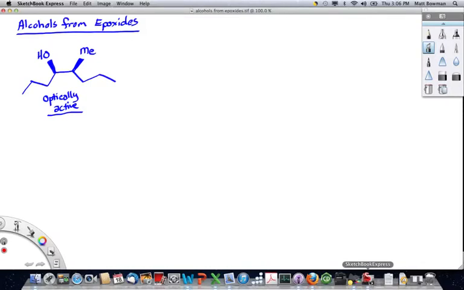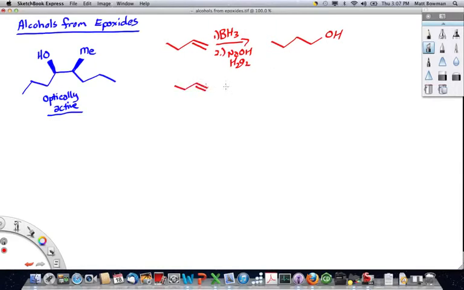Alcohols can be made from epoxides. And alcohols, from here on out, should be thought of as being made from epoxides. Now you have other alcohol synthesis methods, such as hydroboration, to give an anti-Markovnikov alcohol, or oxymercuration, demercuration, to give a Markovnikov alcohol.